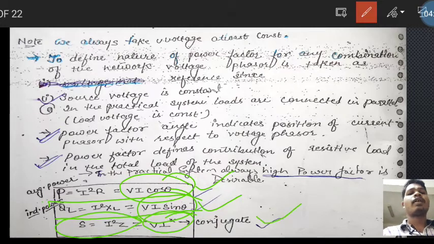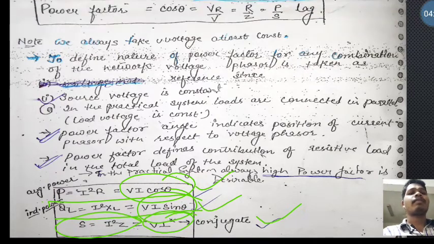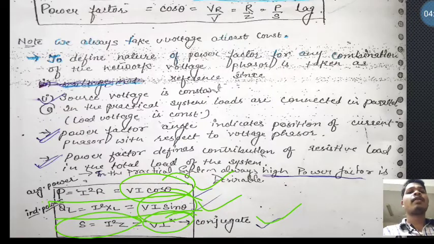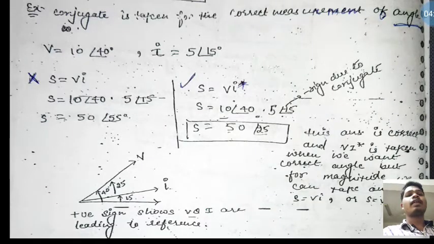Here we are taking the conjugate because the conjugate sign indicates the clockwise or anti-clockwise direction of movement. Now come to the example. The conjugate is taken for the correct measurement of angle. So for measuring how many degrees it will lead or lag, we take the conjugate.